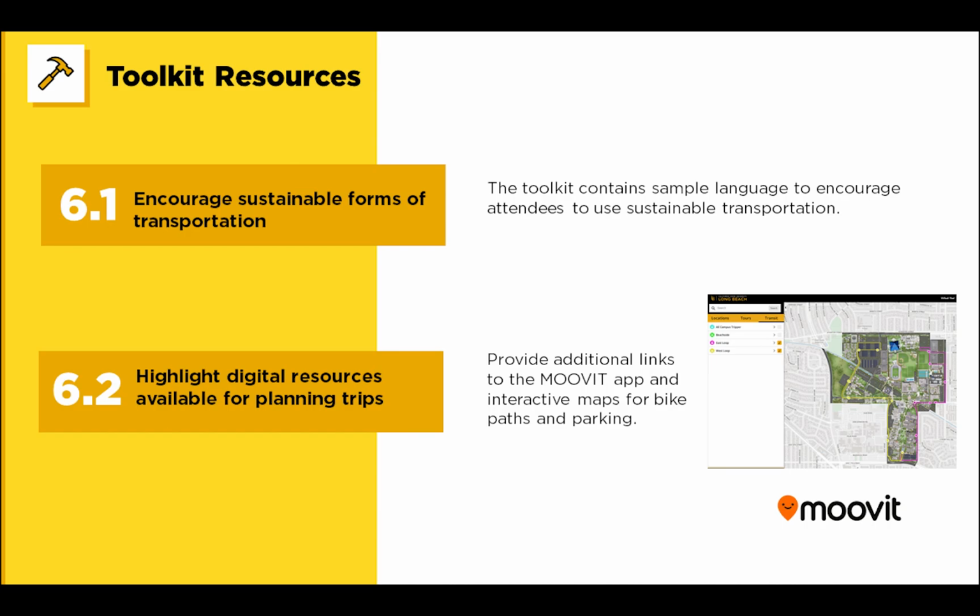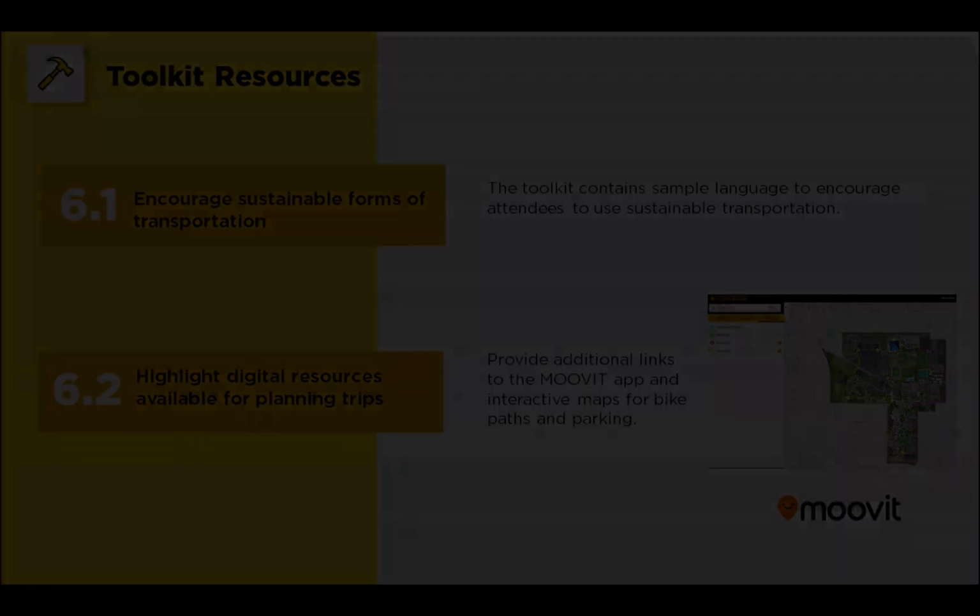And the resources highlighted here are for 6.1. In our toolkit, we have sample language that you can include to encourage the attendees to use sustainable transportation. And for 6.2, one of the apps that you can highlight to encourage people to find alternative ways of arriving to the event is the Move It app.